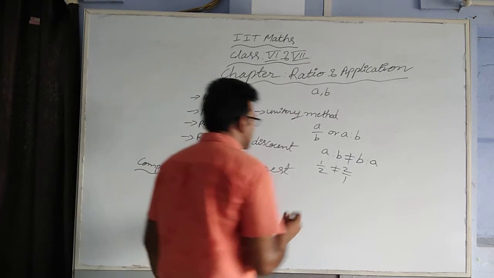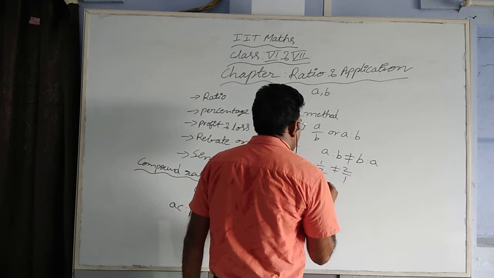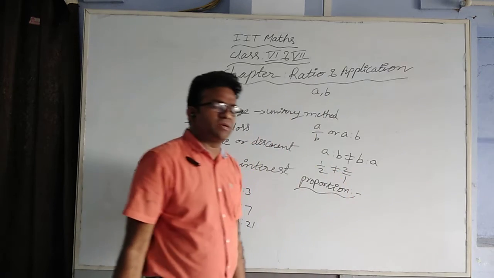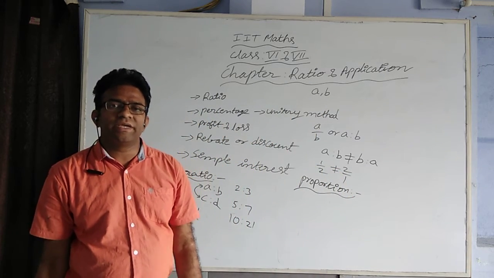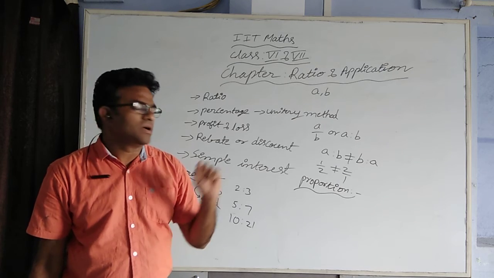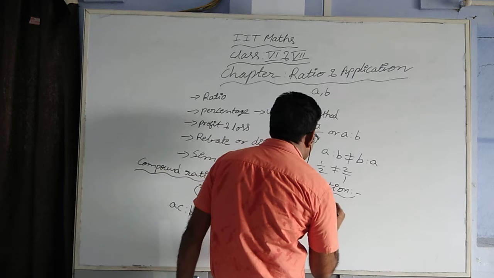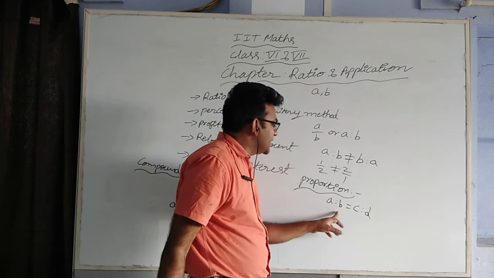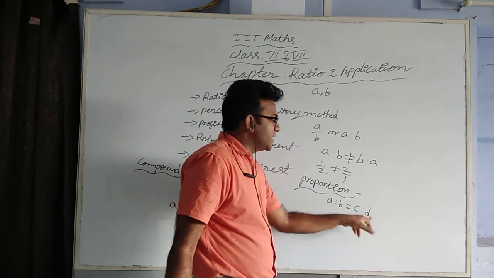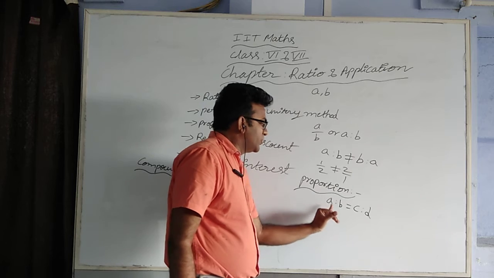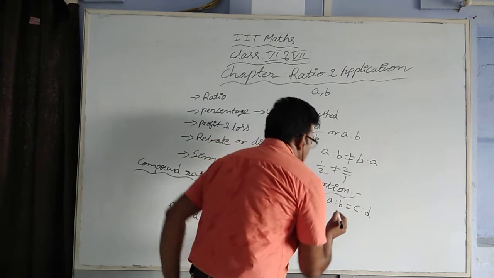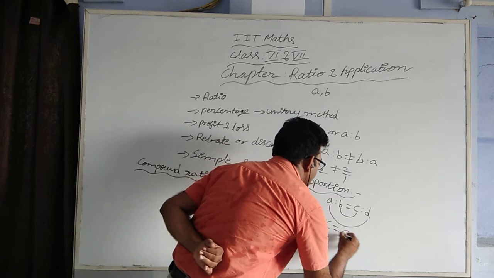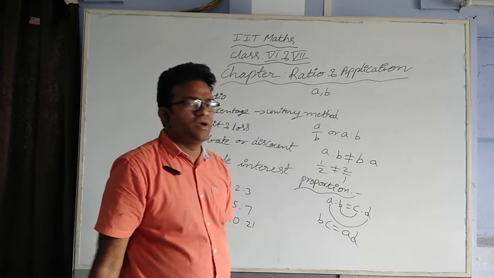Next we are going to know about the proportion. Proportion is nothing but equality of the ratios. For example, A is to B is equal to C is to D. Here B and C are means, A and D are extremes. So finally, if two ratios are in proportion, then the product of means is equal to the product of extremes: B into C is equal to A into D. So this is nothing but a proportion.